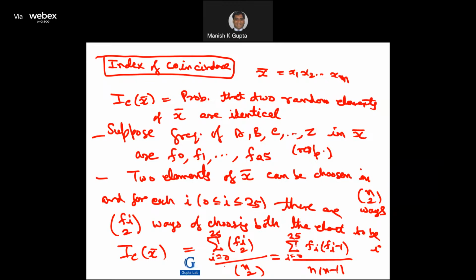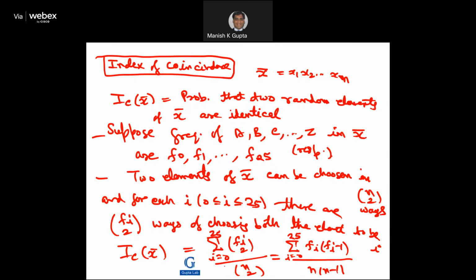So the index of coincidence of x will be this summation divided by N choose 2. So I can compute this value as the summation of fi(fi minus 1) divided by N(N minus 1). This is the general formula, and of course you can apply it to any language. I am not sure about other Indian languages, but at least for English, we know what this value, IC of x, is. If you can find this out for other languages, that will be really nice.